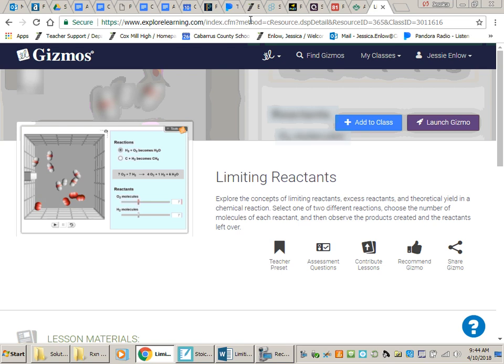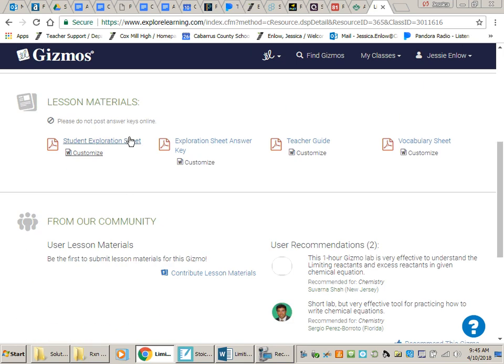And when you get logged in, you'll go to your assignments. It'll be called limiting reactants, as it states on the board. You actually have to download the worksheet. I think you guys have the ability to download the worksheet, am I right? It says student exploration sheet. So you have to download your own student exploration sheet, which is below. So it pulls up like this, and then it says student exploration sheet right here.